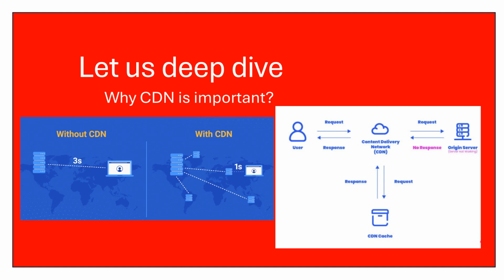Now let's talk about location advantage. CDNs operate through multiple geographically distributed edge locations around the world. When a user accesses your site, they are automatically routed to the nearest CDN edge node. For example, a user in Europe is served from a European edge location. A user in Asia is served from an Asian edge location. A user in North America is served from a North American edge location.